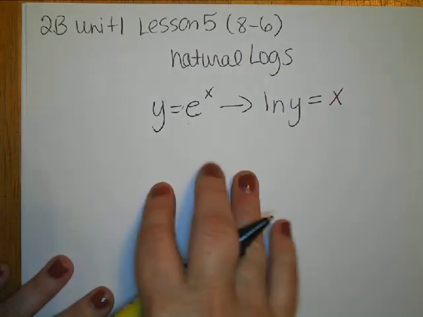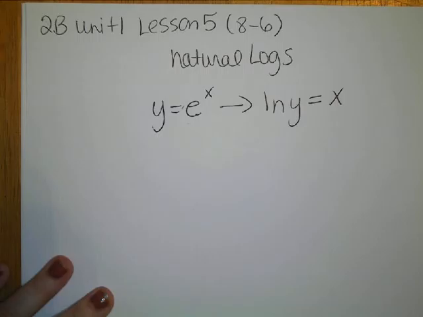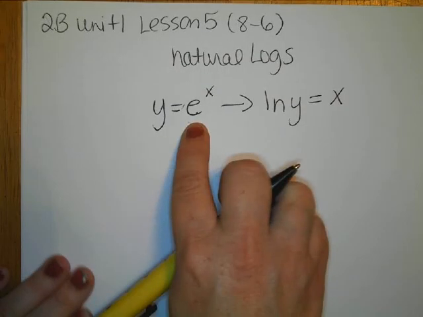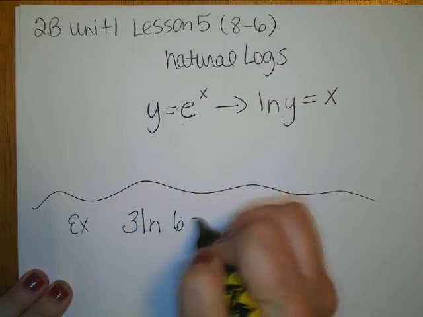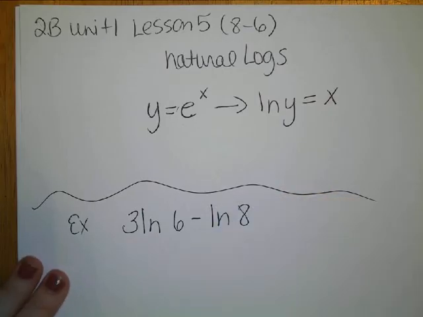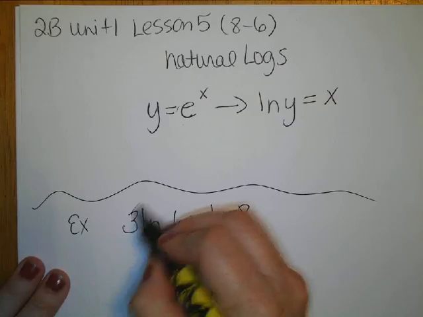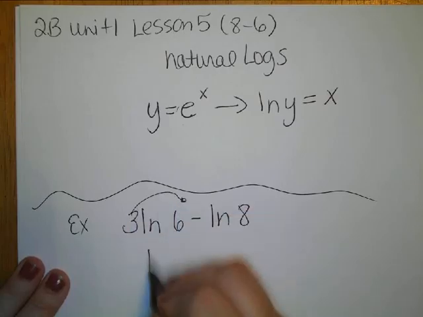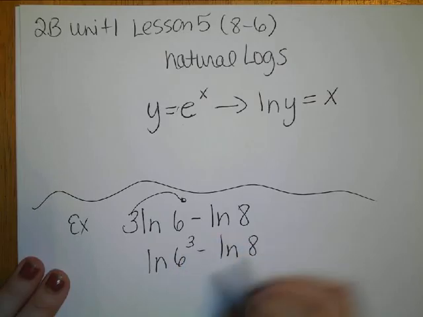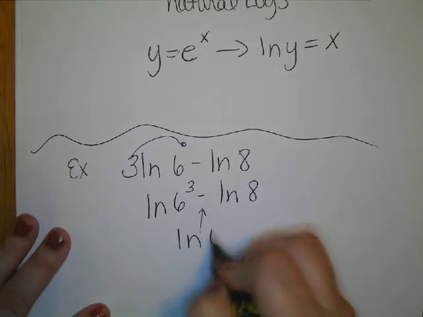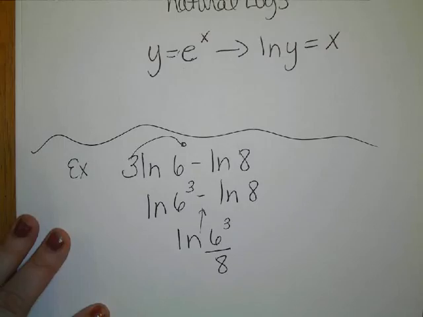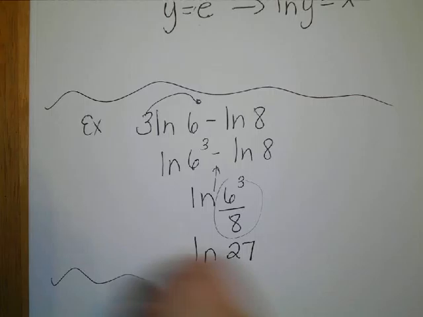Natural logs have all the same properties of logs. It's exactly the same, except it's a base e. So if I were to give you an example of that, I could say 3 natural log of 6 minus natural log of 8. If I were to turn this into a single log, first of all, I know that this 3 can be up here as an exponent. It's the same thing, natural log of 6 cubed. I know when there's subtraction, that means as a single log, it's division. So if I take this in my calculator, I have natural log of 27. That's it. It has the same properties.